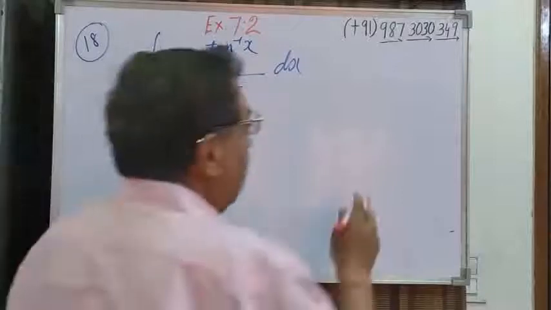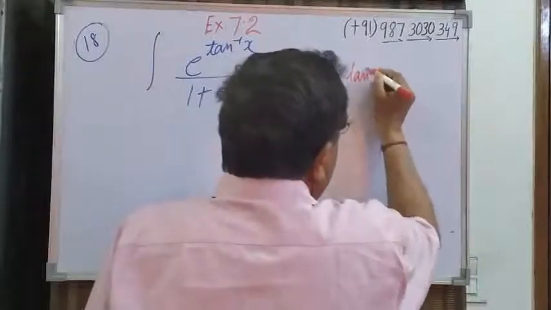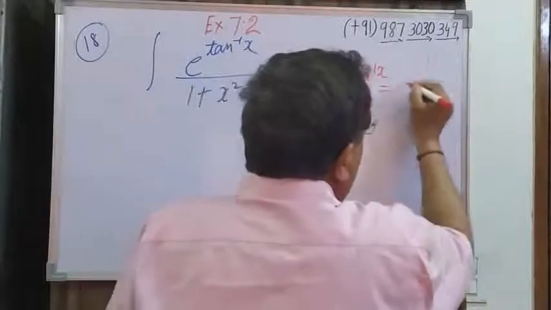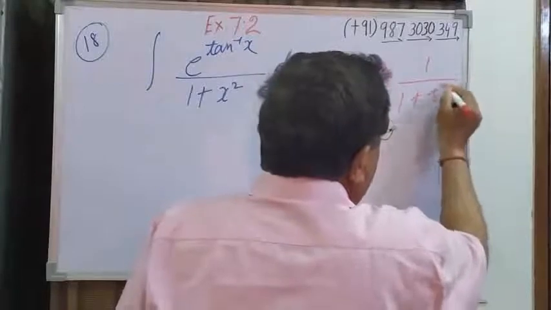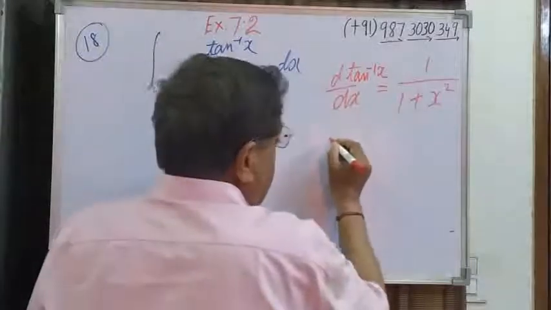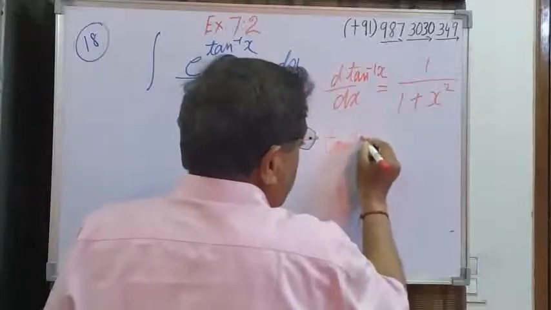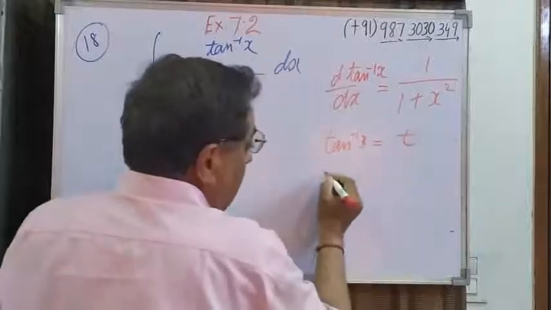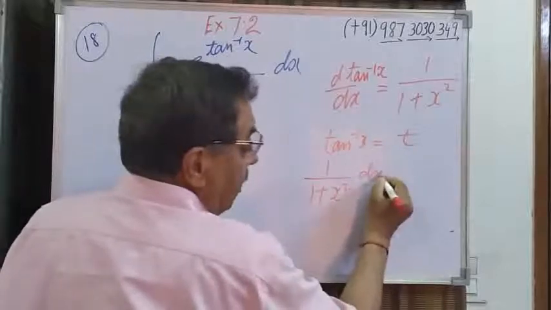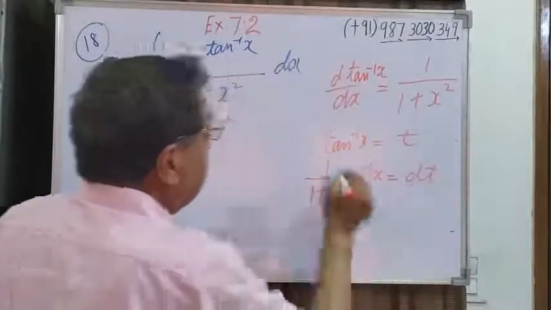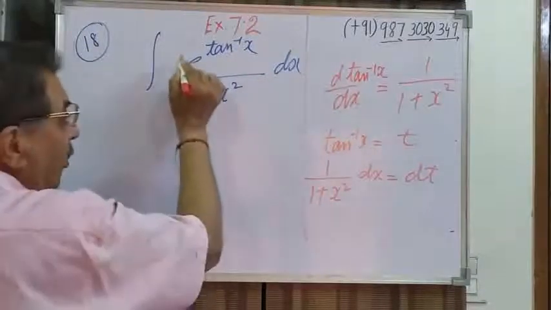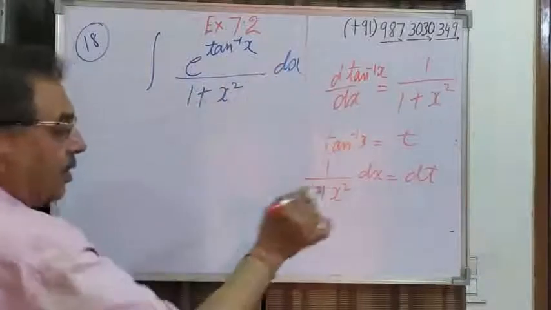The derivative of tan inverse x, d/dx of tan inverse x, is equal to 1 upon 1 plus x square. So what I do, I let tan inverse x equal to t. Then 1 upon 1 plus x square dx is equal to dt.